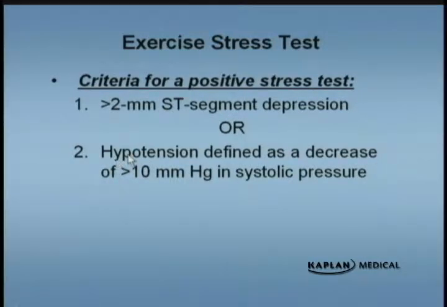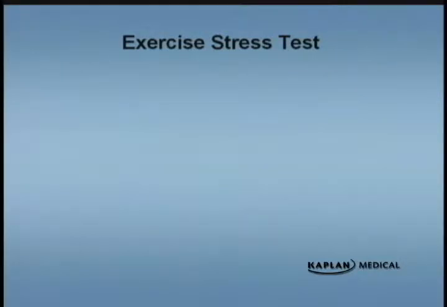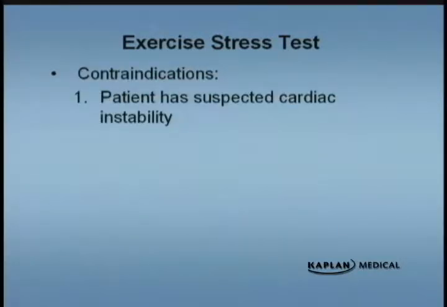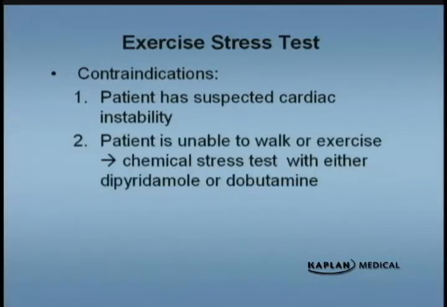Now look at the criteria. You develop hypotension, a decrease in your blood pressure, or ST segment depression. So it means I have to be able to read the EKG for ischemia. So how do I determine a regular exercise tolerance test? One, I need to be able to exercise. Two, I need to be able to read the EKG. Now, I can't do a stress test if I have chest pain now. I can't do a stress test if I have instability now. In other words, instability means you're having chest pain now, you're having hypotension now, I can't do a stress test.